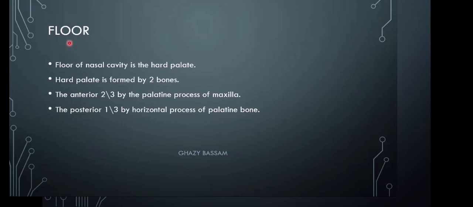Now talking about the floor of the nasal cavity, it is the hard palate. And as we know, the hard palate is formed by two bones. The anterior 2/3 by the palatine process of the maxilla, and the posterior 1/3 by the horizontal process of the palatine bone.